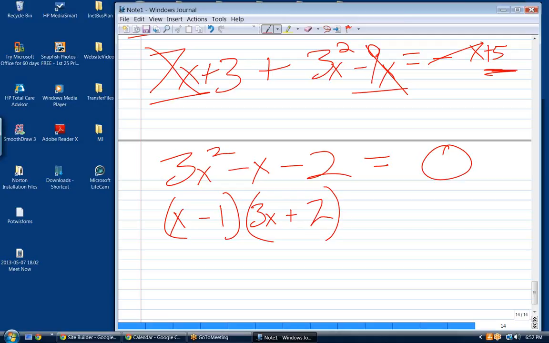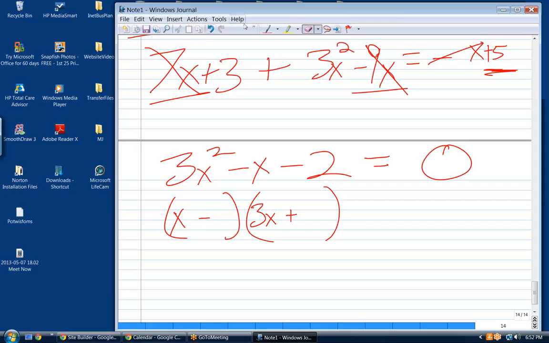Does that produce the proper middle term? We know it produces 3x squared, and we know it produces negative 2. Does it produce a negative x in the middle? No. Well, actually it does. That's minus 3x when you multiply the two inside terms. When you multiply the two outside terms, you get 2x. Add those two together, you do get negative x. So that worked.